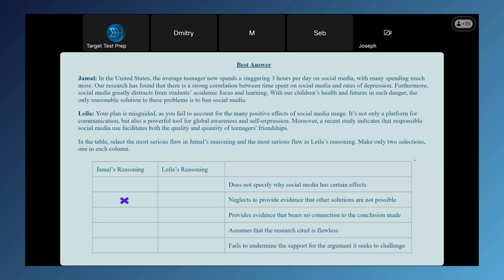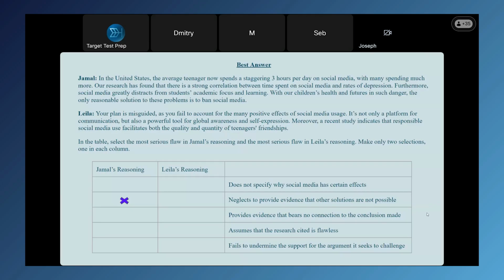So Leela does provide evidence that bears no connection to Jamal's conclusion, but her evidence does bear a connection to her own conclusion. D assumes that the research cited is flawless. The same sort of issue. It's not necessarily a flaw. And also, I'm not sure that either one of them is assuming that. And E fails to undermine the support for the argument it seeks to challenge. So that's the real problem with Leela.